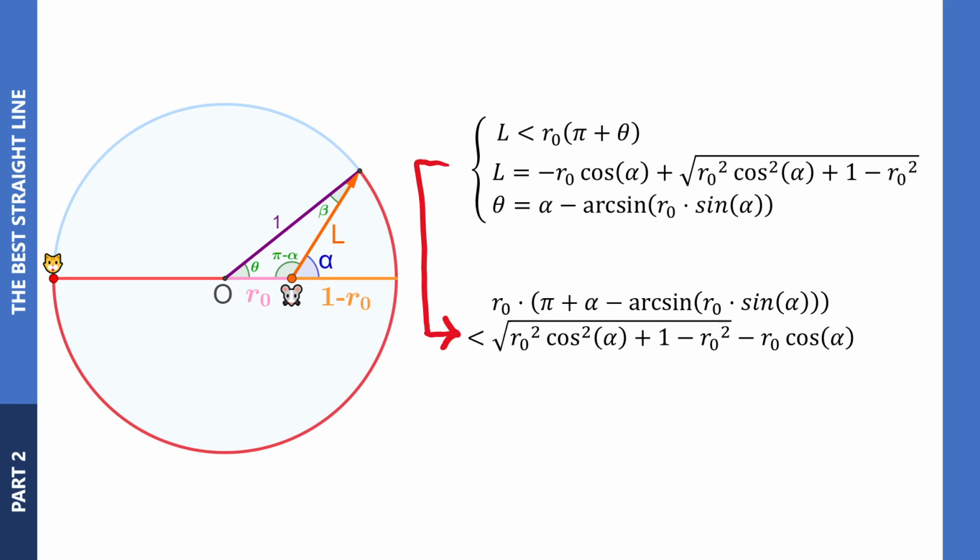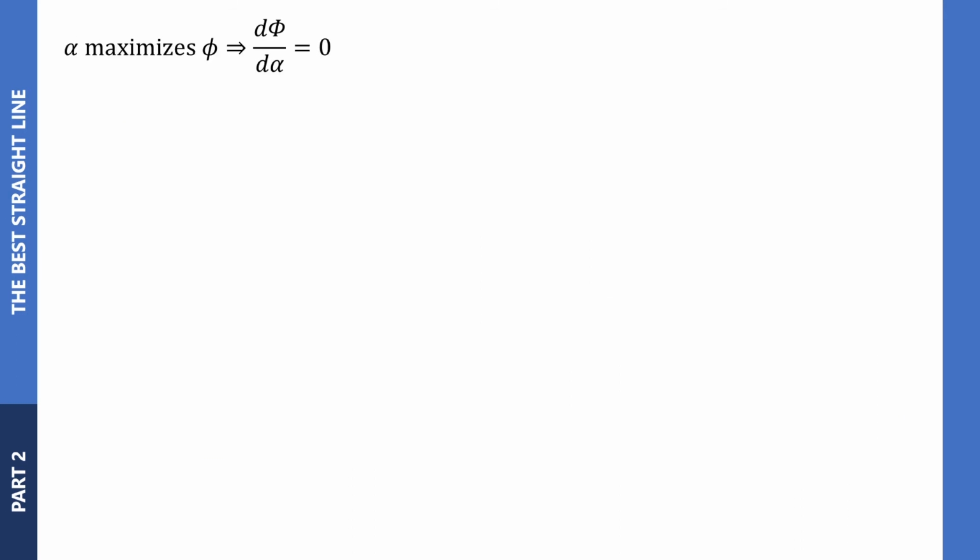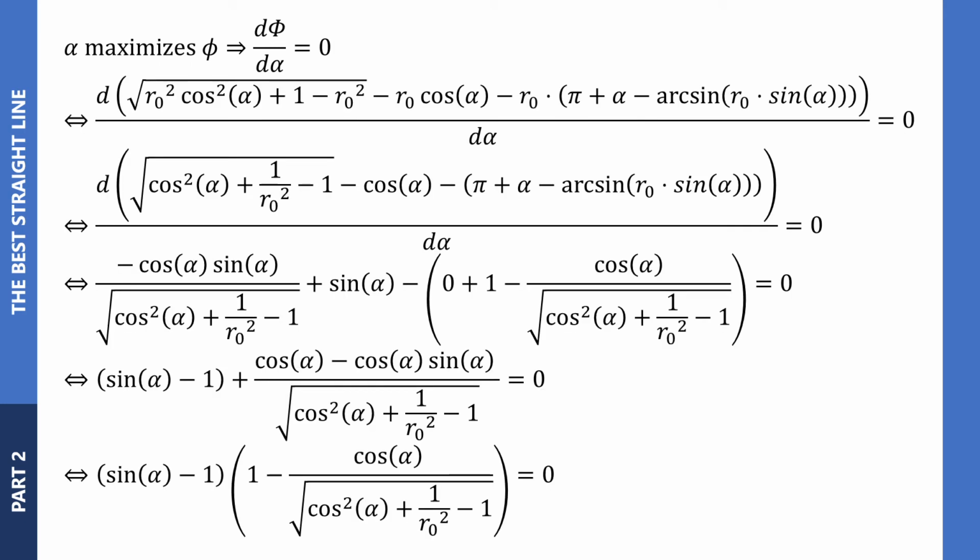More than this, the mouse actually wants to choose alpha such that it maximizes how much in advance it will reach the edge before the cat. The advance is the difference between the first side and the second side of the inequality. We call this difference phi. This is the value that should be maximized in function of alpha. To find alpha that maximizes how much in advance the mouse arrives, we can search for the value at which the derivative of phi in function of alpha is equal to 0. And after some work, which you can see on the slide, we get an equation that we can solve analytically.